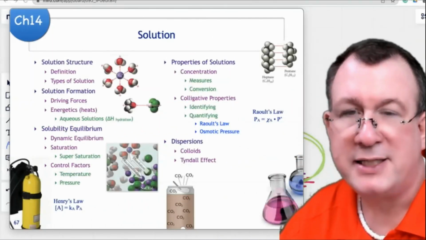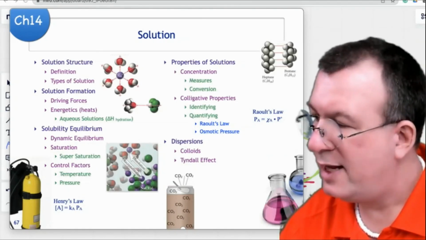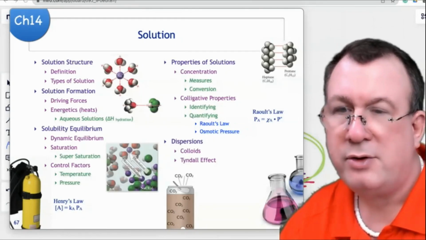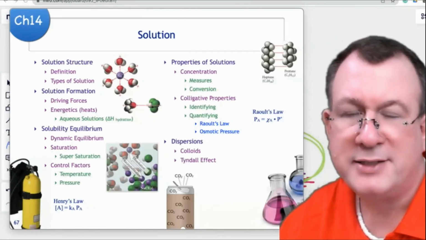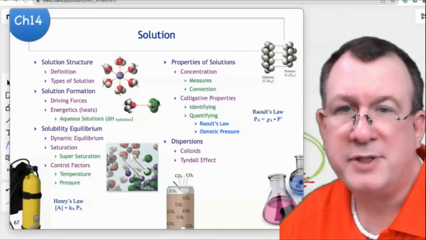Next thing up is colligative properties. Do you guys know what a colligative property is? Have you heard that expression before, colligative properties? Okay. A colligative property is a property of a solution. You only have colligative properties of solutions.